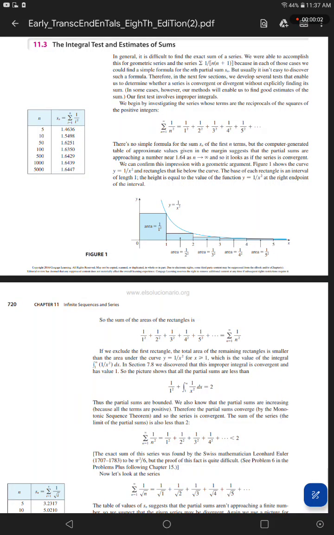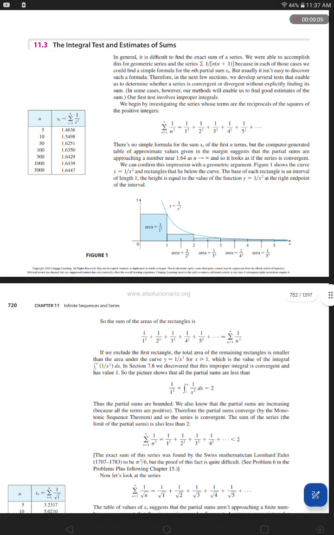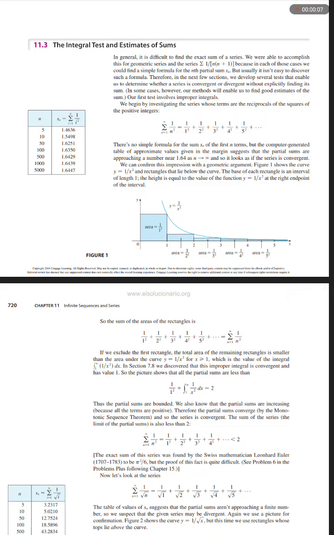11.3, the integral test. In general, it is difficult to find the exact sum of a series. We are able to accomplish this for geometric series, and the series sum of 1 over n(n+1), because in each of those cases we could find a simple formula for the nth partial sum s sub n, but usually it isn't easy to discover such a formula.